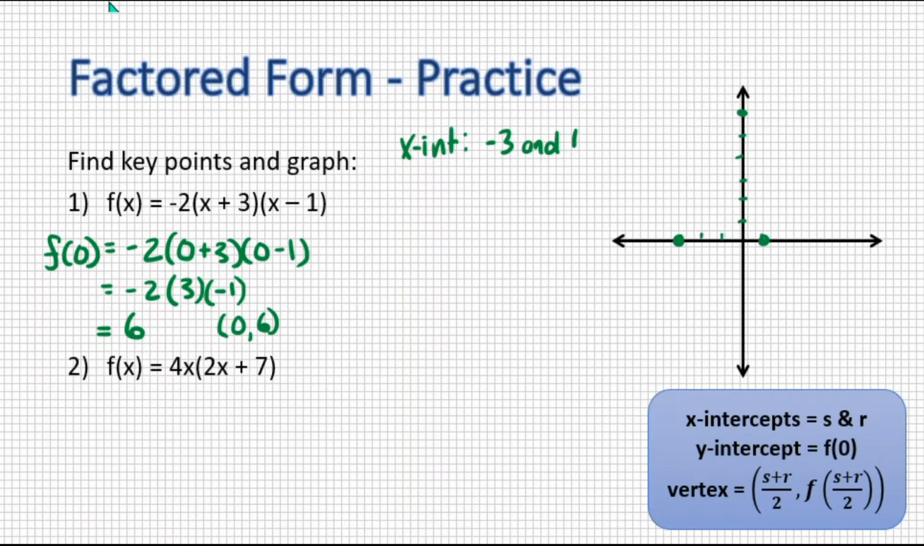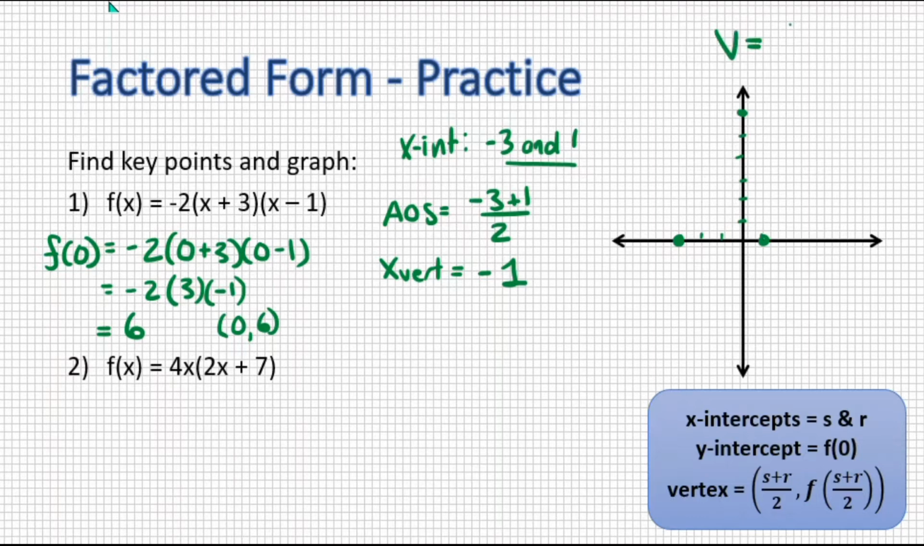Now I need to find the vertex. So we're going to start by finding the axis of symmetry using the x-intercepts. Add the two x-intercepts together and divide by 2. So we're going to have -2 divided by 2, which gives me -1. Sweet. So that is the x of the vertex. So I've figured this out.